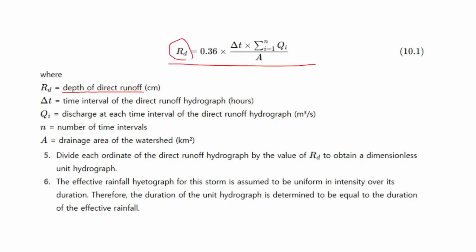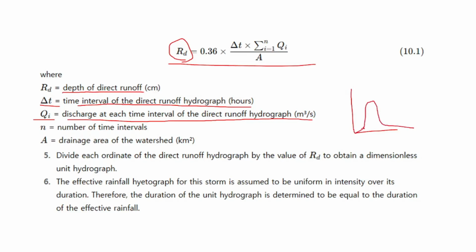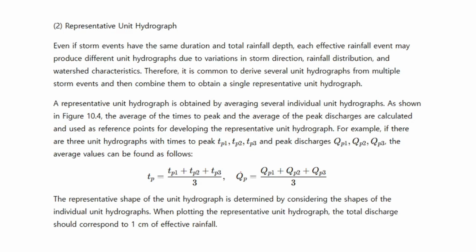So R_d. Delta T is again the time interval of the direct runoff hydrograph in hours. Q_i is the discharge at each time interval of the direct runoff hydrograph. So that's the value you get when you draw a hydrograph, value here, value here, value here, value here, value here. N equals the number of time intervals, A equals the discharge drainage area of the watershed.